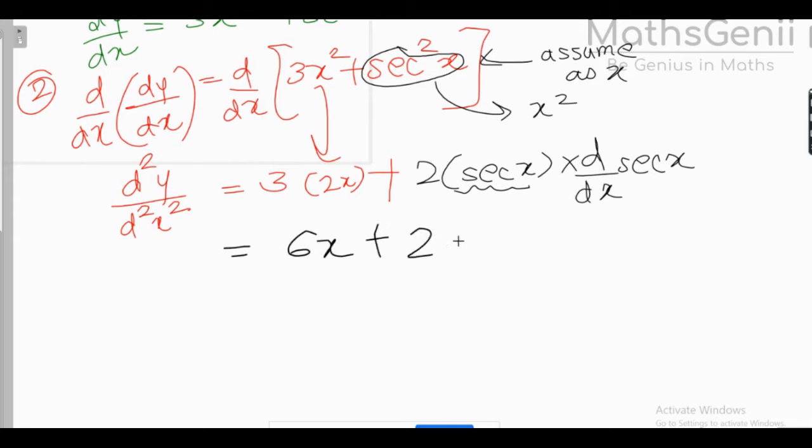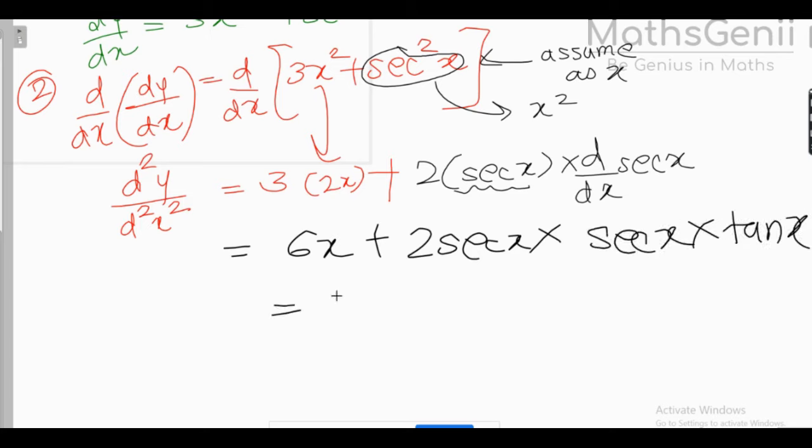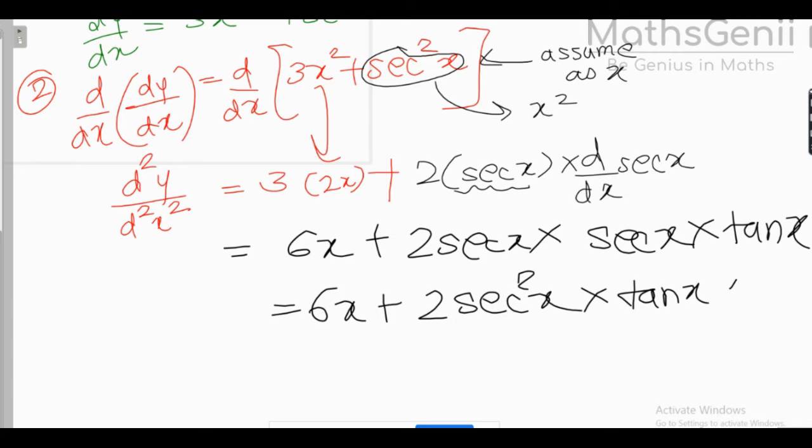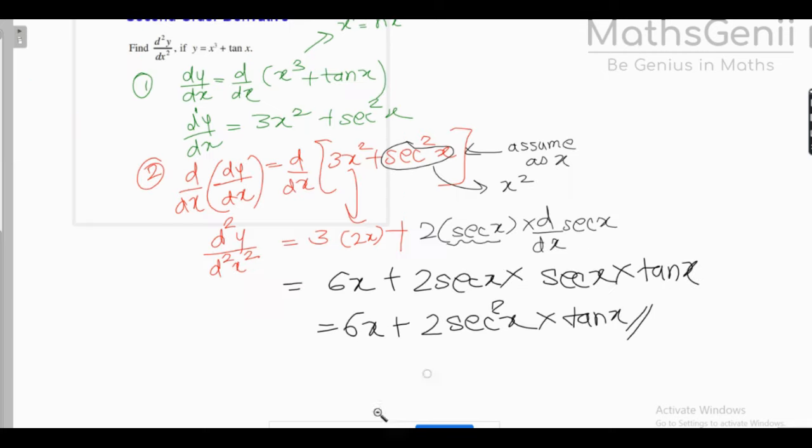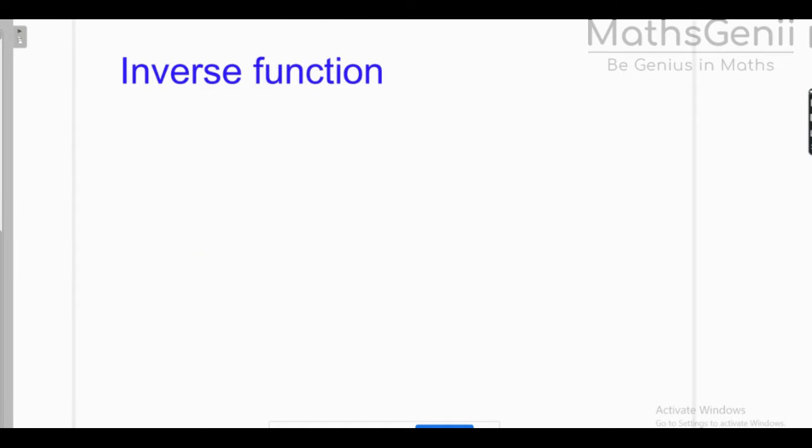3 2s are 6. 2 sec x. What is the derivative of sec x? It is sec x tan x. So your final answer turns out to be 2 sec square x into tan x. This is how you find the double derivative. First you find the first order derivative, and then to the answer of the first order derivative, you again take a derivative. Okay, pretty simple.